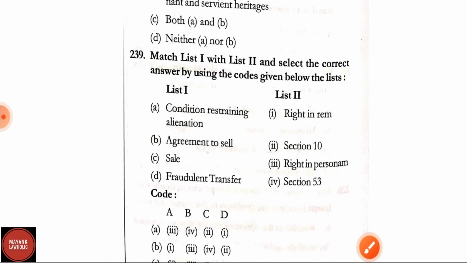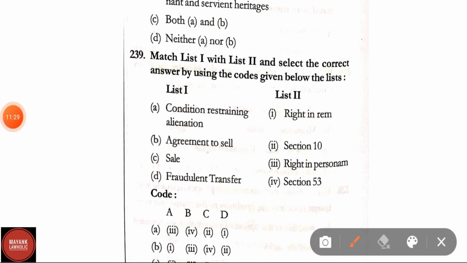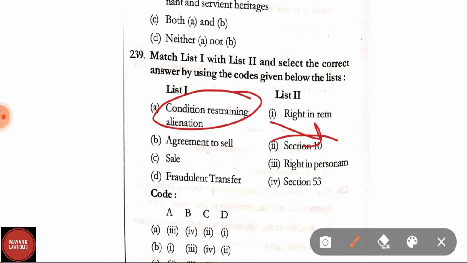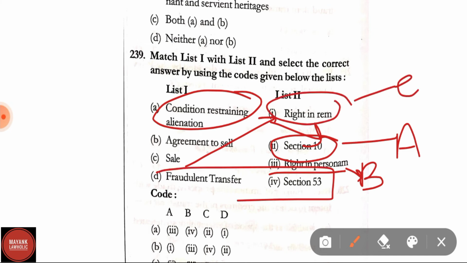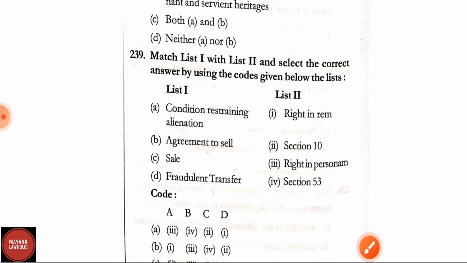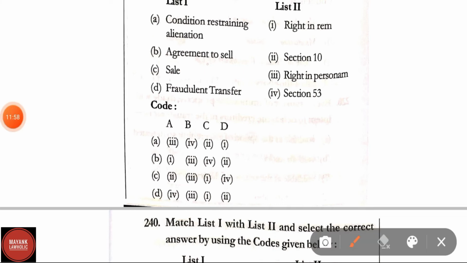Question number 239. Match list 1 and list 2 and select the correct answer by using the codes given below. List 1: condition restraining alienation, provided in section 10; agreement to sell, right in personam; and sale, right in rem; fraudulent transfer, provided in section 53. By going through these matches, the correct code will be option C.